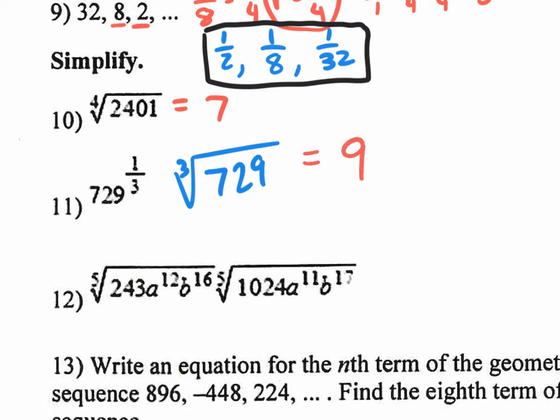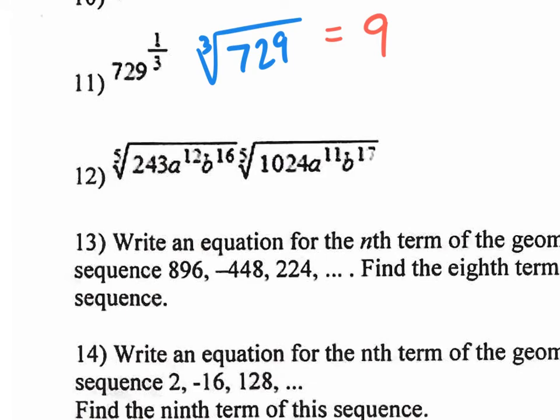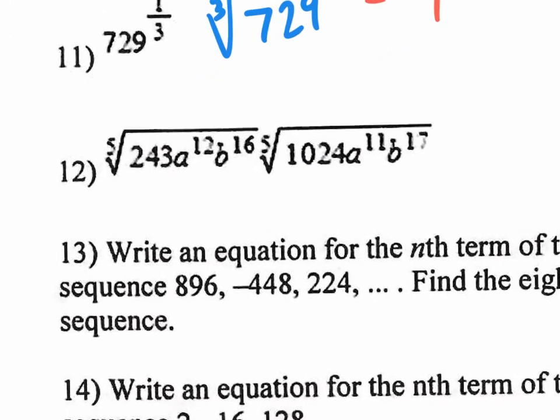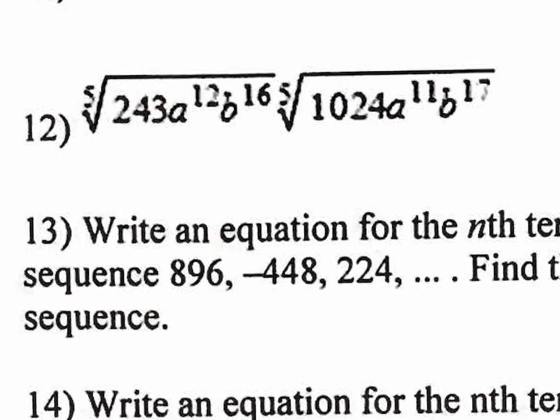Let's move on to number 12. There's 2 problems. Should we do both or just pick one of them? Pick one of them? Okay, which one do you want to do? The 243 or the 1024? 1024, all right. So it is a 5th root, okay? So what we're going to do is split the 5th root of 1024. Hopefully that's a nice number.